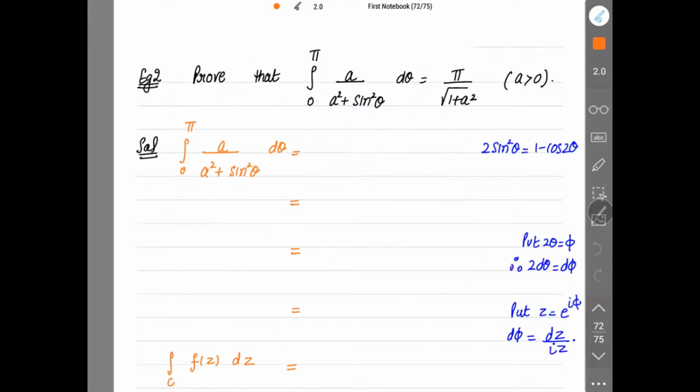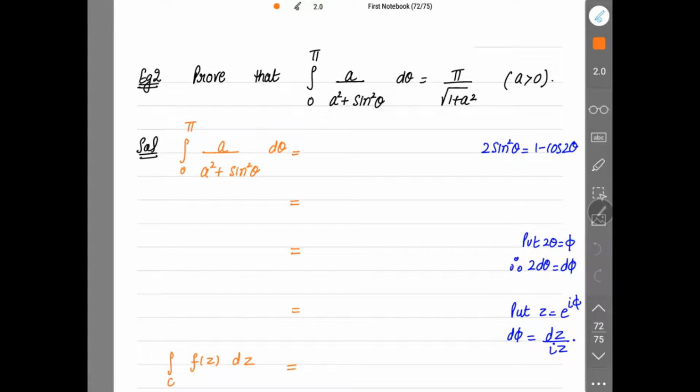Next, prove that the integral from 0 to pi of a over a square plus sine square theta d theta is equal to pi over square root of 1 plus a square. Three steps are required to get our best integration.